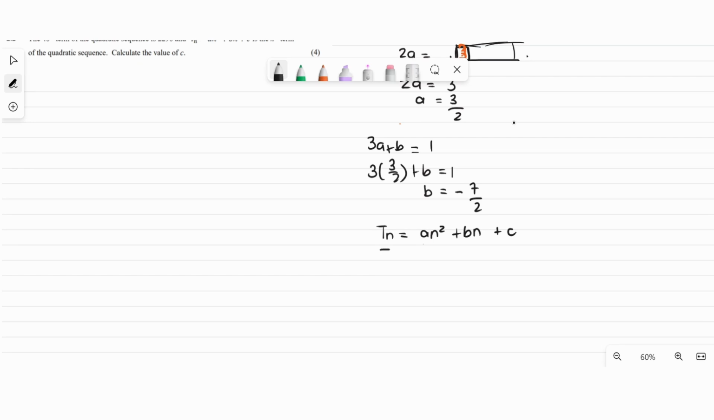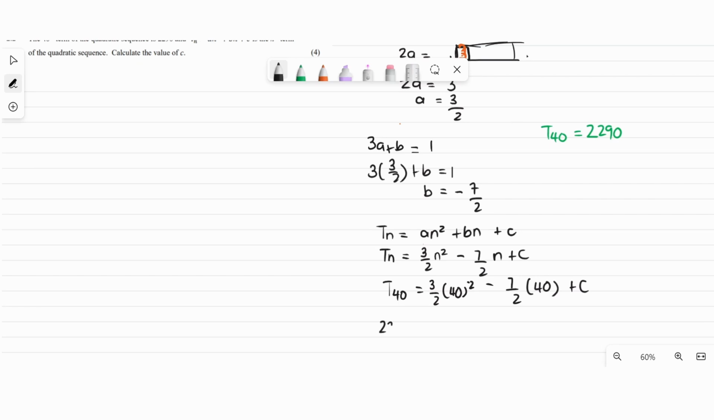Substitute A and B, it's going to be Tn is equal to 3 over 2 n squared, actually negative, minus 7 over 2 n plus C. But what do we know? We know that T40 is equal to 2,290. So I'm going to say now T40, wherever I see n, I'm going to substitute 40. So it's going to be 3 over 2 times 40 squared, minus 7 over 2 times 40 plus C. But we know the fact that T40 they gave us is 2,290.